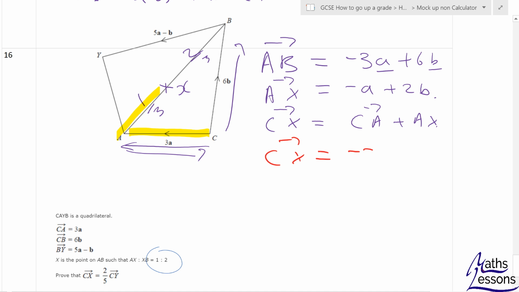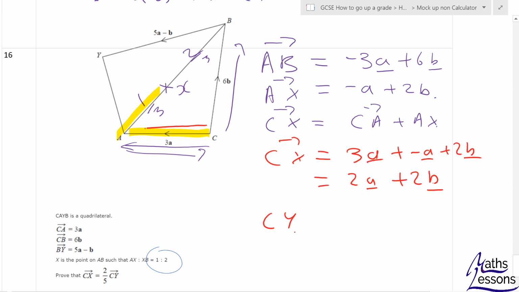Now I want to try and find CY next. The way I'm going to get CY is to go from C to A to B to Y, because I've got all those vectors. Sorry, I've got my disappearing pen on. So CY is equal to CA plus AB plus BY.